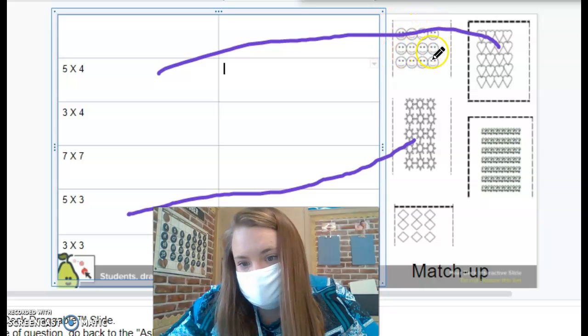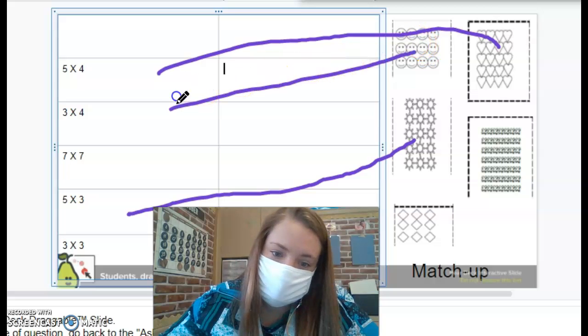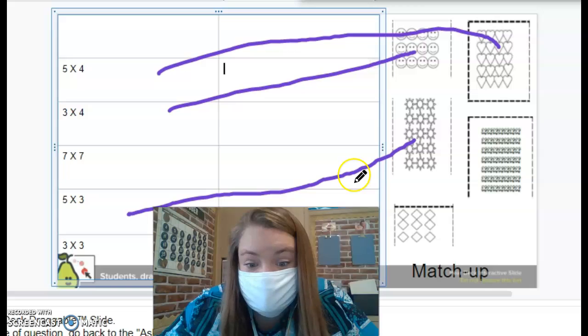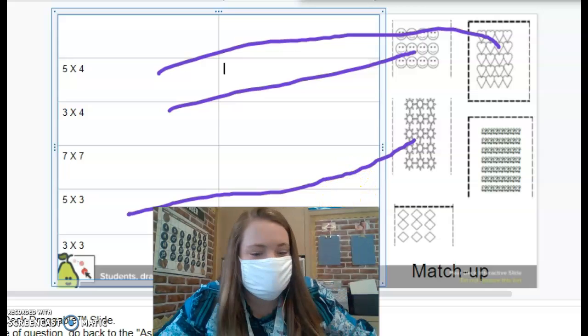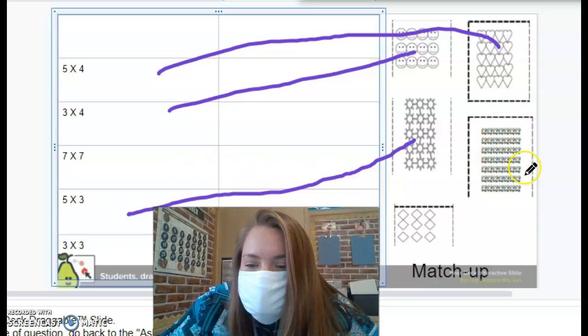Now 3 groups of 4. 1, 2, 3 groups of 1, 2, 3, 4. There you go. 7 groups of 7. Well, this is going to be our largest one yet. So it's probably going to be the one with the largest array. Okay, so that's going to be this one right here.